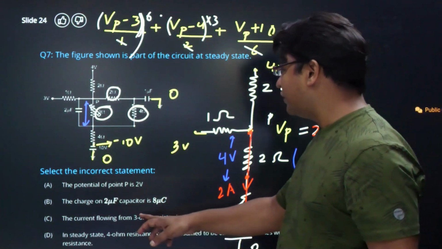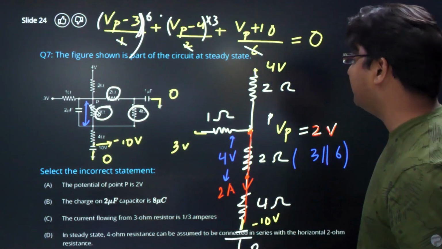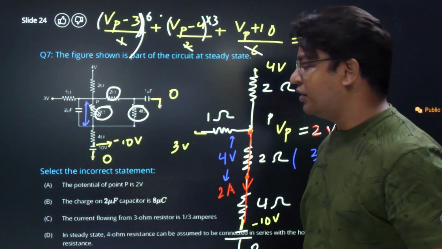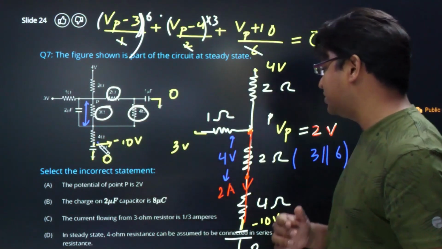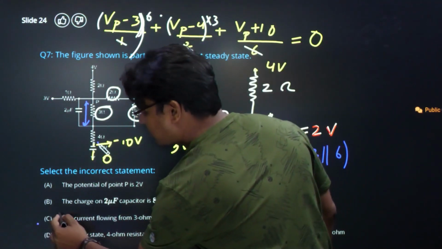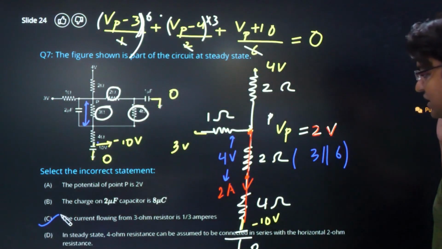The current flowing through the 3 ohm resistor is 1 by 3 ampere. Now we have obtained the potential difference here as 4. Alright, so the current flowing through this 3 ohm resistor would be 4 by 3 ampere, not 1 by 3 ampere. So option C should be the answer because C is incorrect.